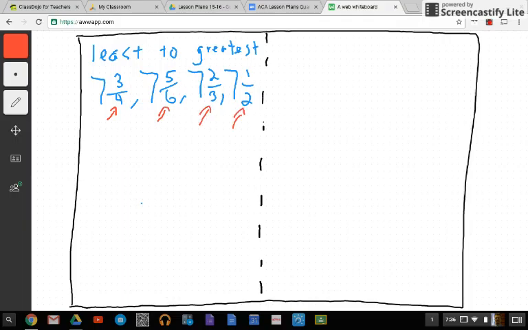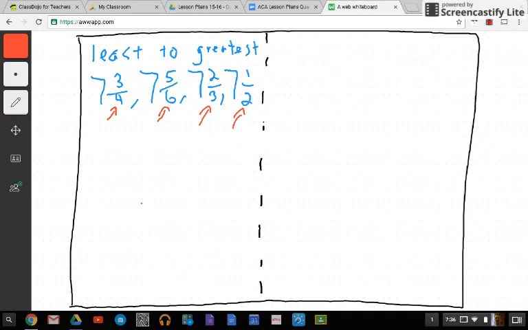Now all of these are mixed numbers because they also have a whole number, but make no mistake about it, the whole numbers are all the same. So this is really a problem about comparing fractions. The whole numbers really don't make a difference here. I still have to write them, but they're really not going to make much difference.